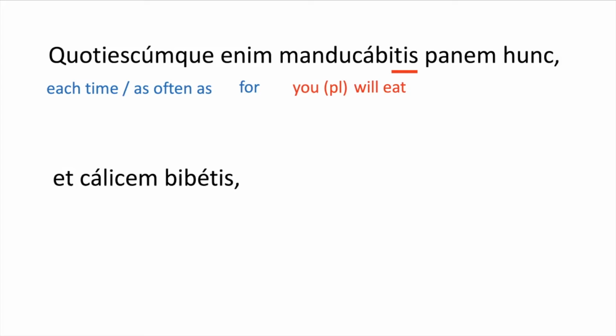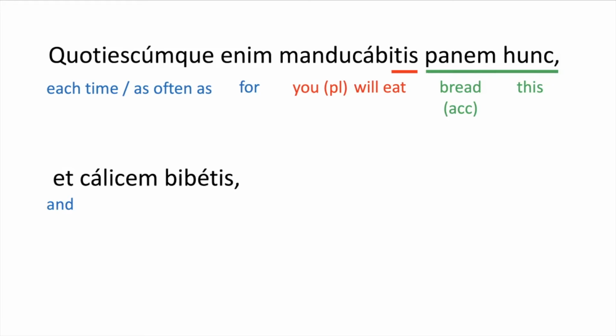And then panem hunc go together. This is a noun adjective pair. Panem is bread in the accusative because it's the direct object. And then hunc just means this. So for as often as you will eat this bread. Et, we are probably going to see et in every single video. I think it appears in almost every sentence or every other sentence. It means and. Very, very common.